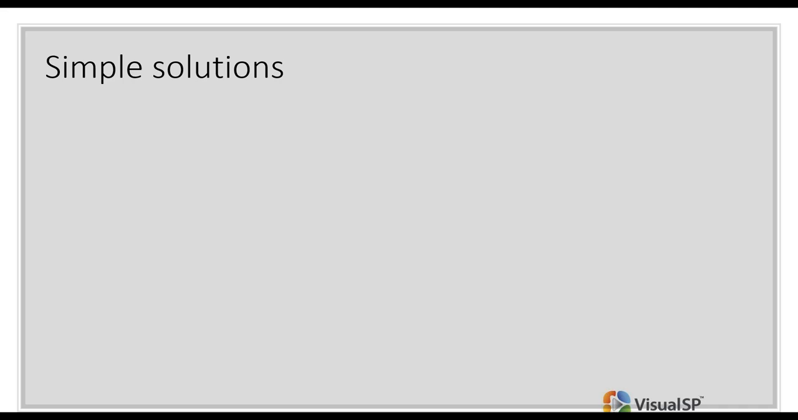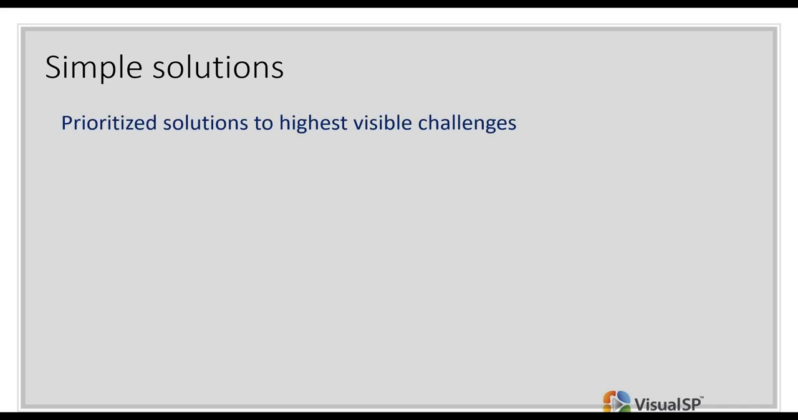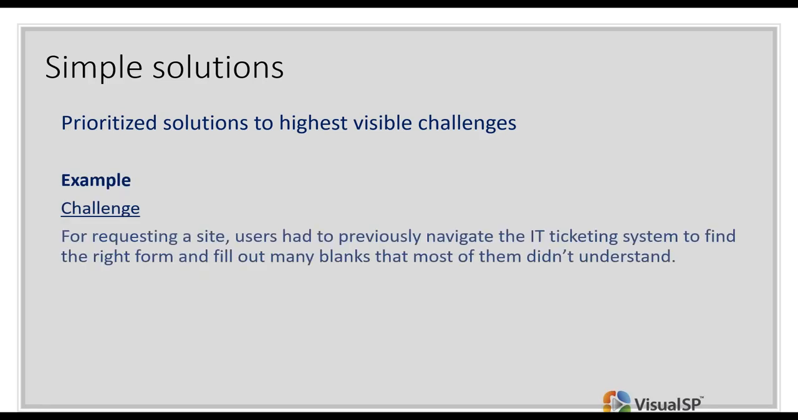Next thing, simple solutions. What does that mean? Prioritizing solutions to highest visible challenges. I like to call them pain points. A highest visible pain point is something that you want to conquer. So they had a challenge, for example, for people requesting a new site. Users had to go to an IT ticketing system, find the right form, fill out all these blanks that they didn't understand to get a new site. So obviously many people didn't ask for a site.